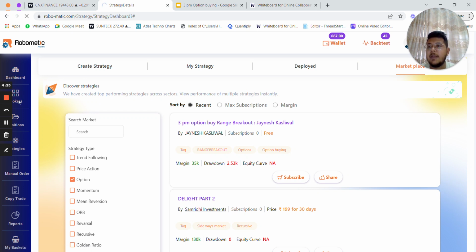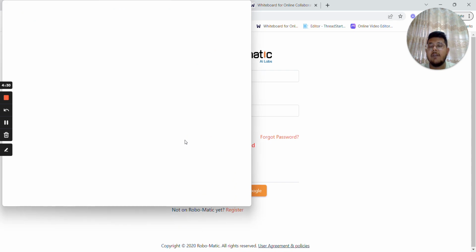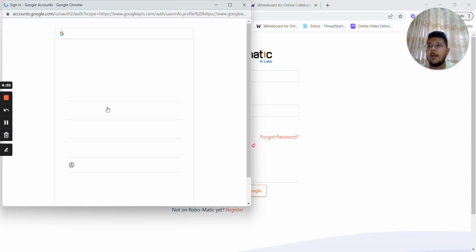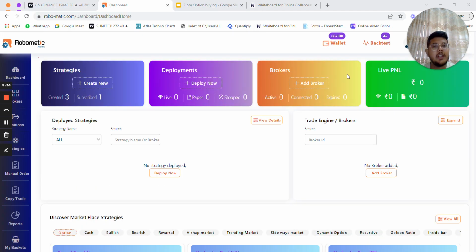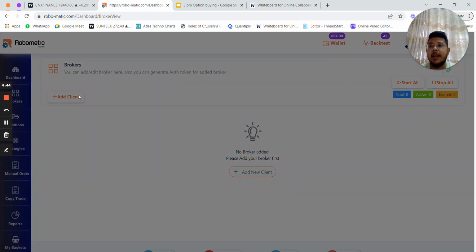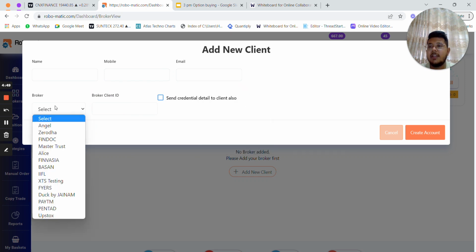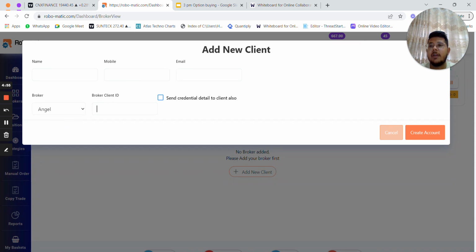So let me just first explain how you can connect your broker here. So this is the brokers section here. Firstly, you can log in with your email ID and password here. Once you have logged in with your email ID and password, you can go to the brokers section here. Once you have clicked on the brokers section, it is important that you follow these steps, that you have to add a client. Once you click on add a client, you can write your name, mobile number, email ID, select the broker that you want to select. So let's say that you wanted to trade in Angel One. I will select Angel One. Select the broker client ID.